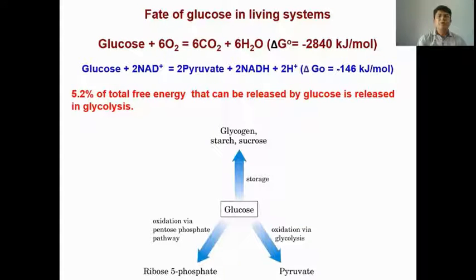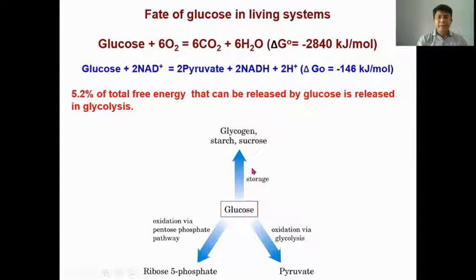If we look at the fate of glucose in living systems, glucose can be completely oxidized to carbon dioxide in presence of oxygen. In anaerobic condition, in absence of molecular oxygen, glucose can be oxidized only up to the pyruvate level. So the free energy change in aerobic condition upon oxidation of glucose to carbon dioxide is very high, and in anaerobic condition, the free energy change is very low. About 5.2% of the total free energy that can be released by glucose is released in glycolysis.